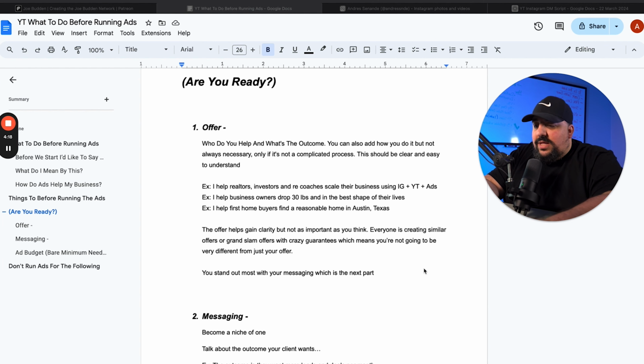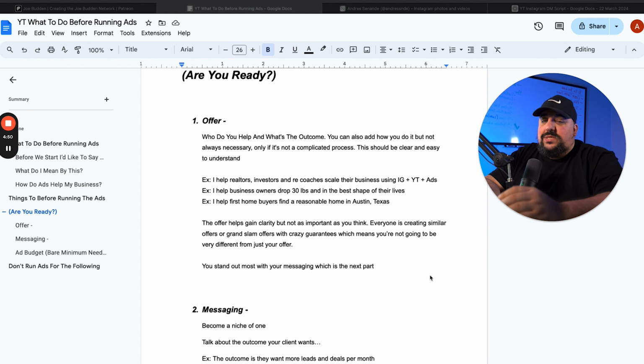The offer helps gain clarity, but it's not as important as you would think. Everyone is creating similar offers, Grand Slam offers with these crazy guarantees, which means your offer is not going to be much different. Let's keep it real here: there are not that many different offers that exist. You stand out most with your messaging, which is the next part.